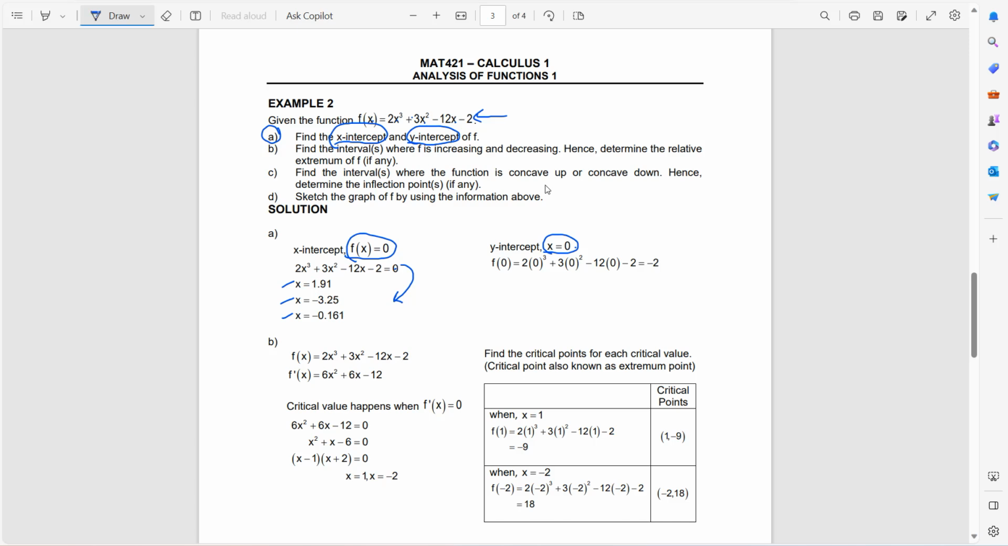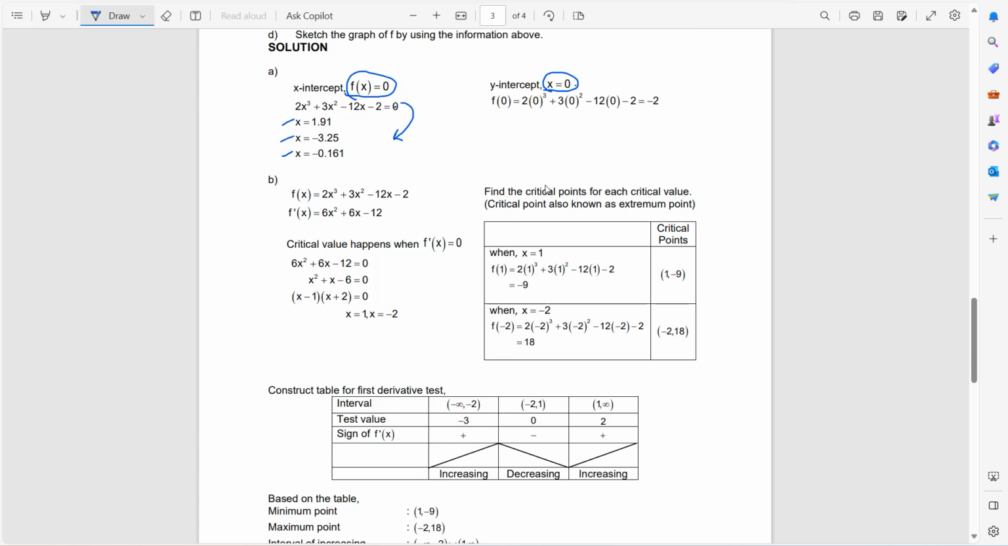And then we differentiate once. So how to differentiate? We bring down the power in front, then minus by 1. Then bring down the power, and then minus by 1. This one becomes negative 12. You differentiate negative 2, you get 0. And then we need to find our critical value. A critical value happens when f prime of x equals 0. So make this one equal to 0, then we solve by using our calculator. We get 2 values, which are 1 and negative 2.